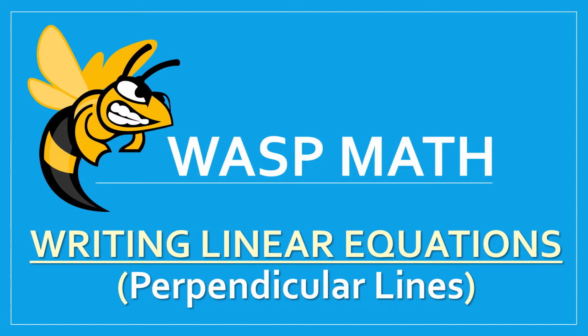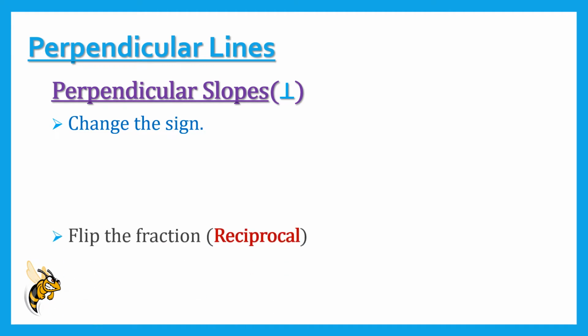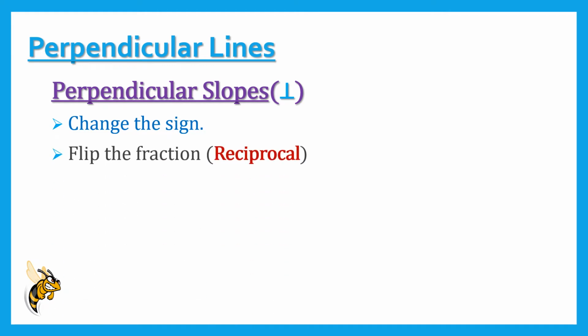This video will focus on writing linear equations for perpendicular lines. When it comes to the slope of perpendicular lines, first you want to change the sign, and then you want to flip the fraction, the reciprocal. So it's the negative reciprocal.